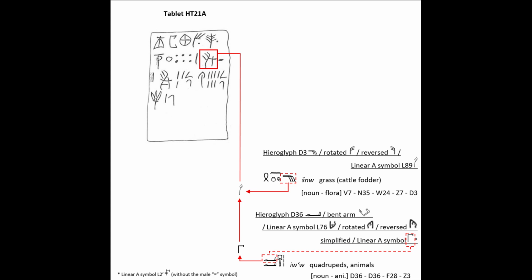This is linear A symbol L2, but in the categorization of symbols in the linear A script, originally determined by Bryce in the 1960s, that symbol has the male equals symbol on it. Here the fodder is evidently for the female animals, that male equals symbol being absent, so it must be for the goats and the pigs, but not the rams. These joined symbols therefore mean grass, cattle fodder for the quadrupeds. They are followed by a count of 11.